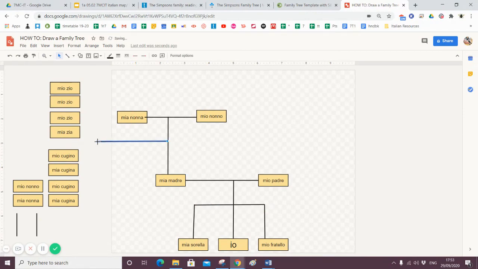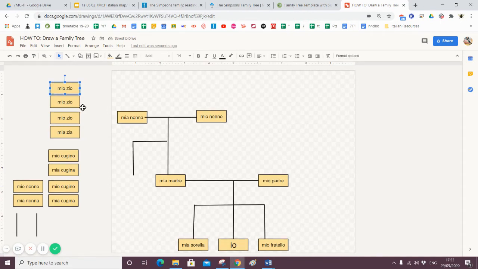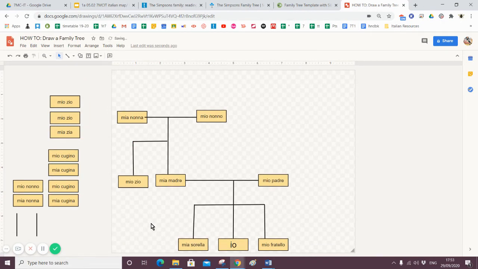So let me just do another little line from my grandparents who are married down, and then this line can be copied and pasted down here. And my mum's brother, to me, is my uncle, mio zio. Okay, we're looking good. That's everything on this side of the family, the Tierney O'Connell side. Now we're just looking at the O'Connell side.